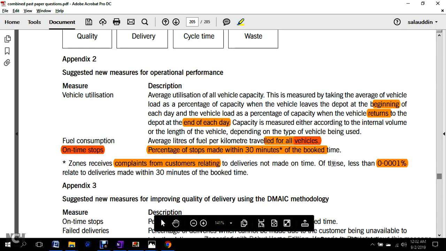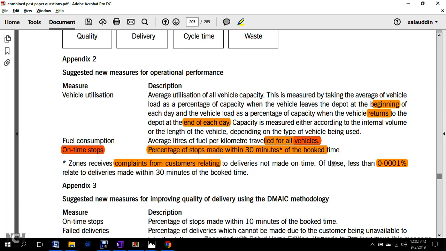Whenever we take any decision, we should think about whether it is going to add value to the customers or not. If we think of measuring anything to reduce this, that will have a cost. But I don't think the cost will exceed this benefit, because the complaints are too few. Okay.